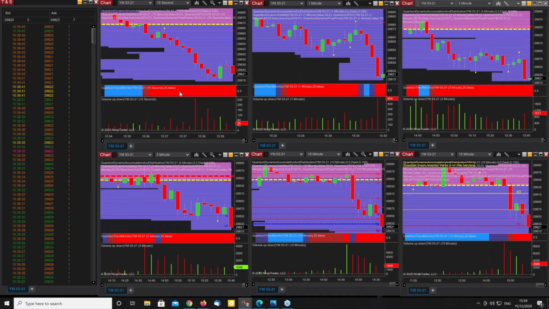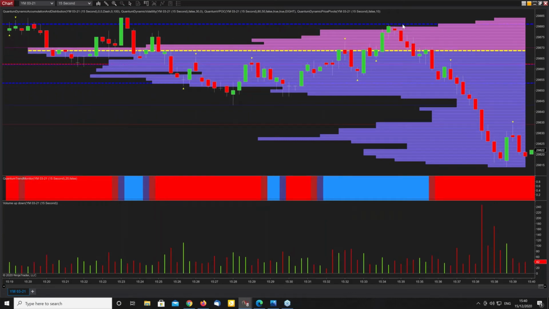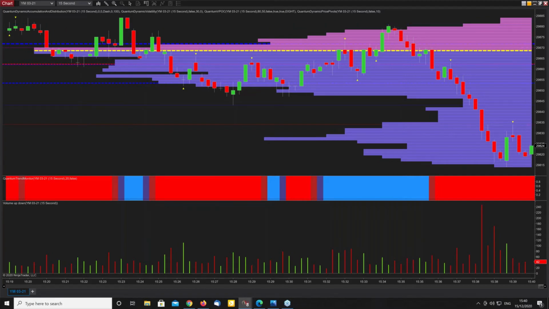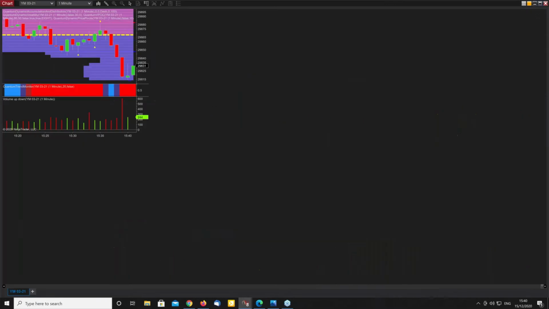You can see here we've got the trend monitor. We transitioned through away from the volume point of control. Very strong level of this ceiling of resistance. You can see it was hit there on the attempt to rally. Extremely strong level on the accumulation distribution indicator. Let's go up to the 1-minute.